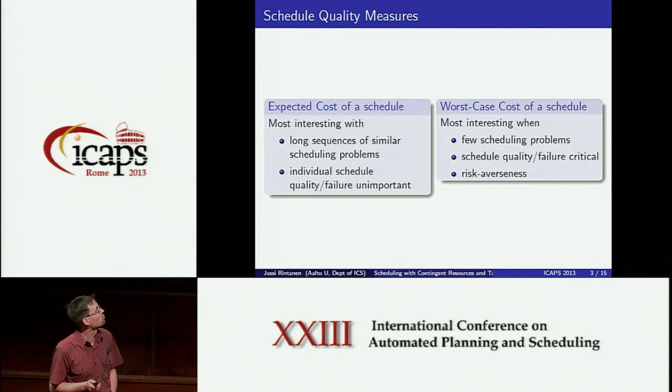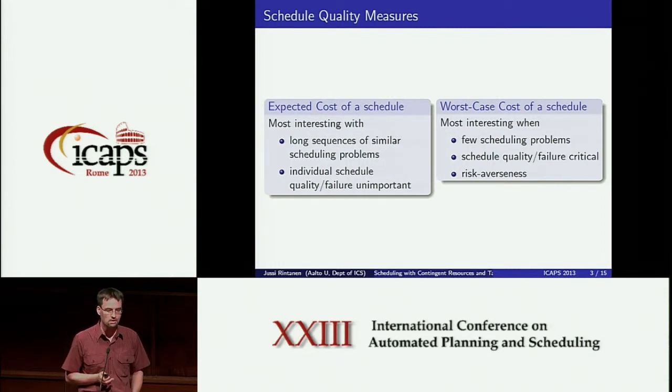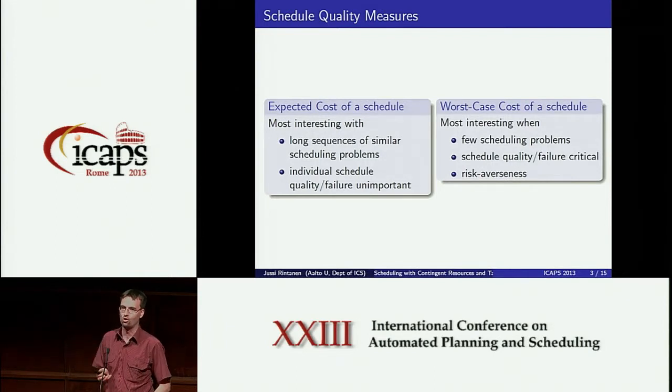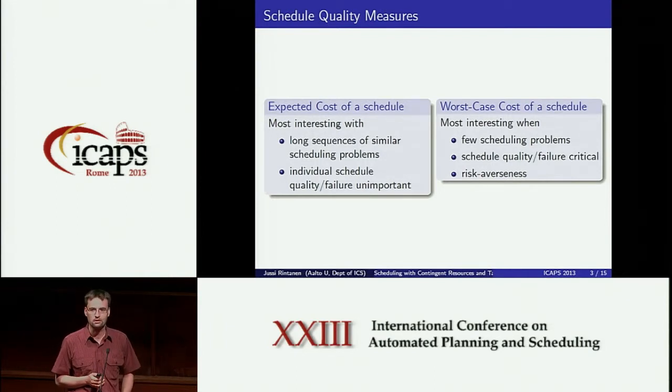This is a very good possibility if you are scheduling lots and lots of similar problems, and you're not actually interested in the individual success or failure of a schedule. So it doesn't really matter in this particular case if your schedule is going to be bad, if overall on average you are doing very well. And another possibility, which is the topic of this talk, and this affects the complexity classes I will be discussing later, is the worst case cost of a schedule.